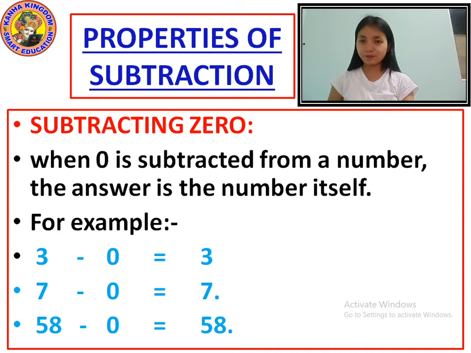For example, first we'll clear this line. When 0 is subtracted from a number, see, 0 means nothing. When you subtract nothing from a number, then obviously the answer is the number itself, right? So when 0 is subtracted from a number, the answer is the number itself. That means you will get the number itself as the answer.